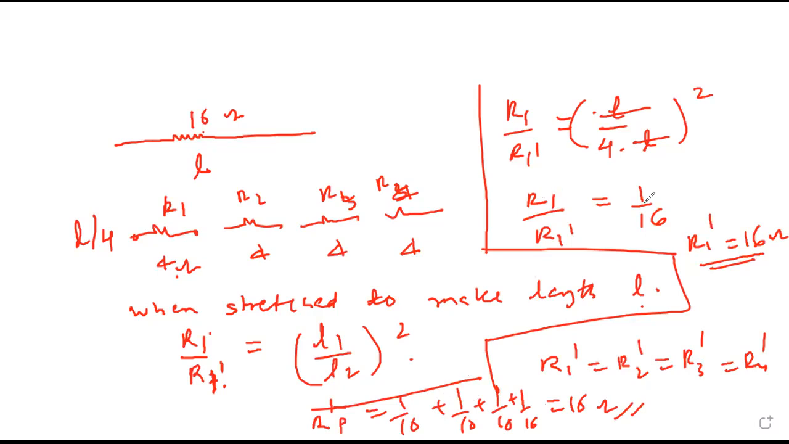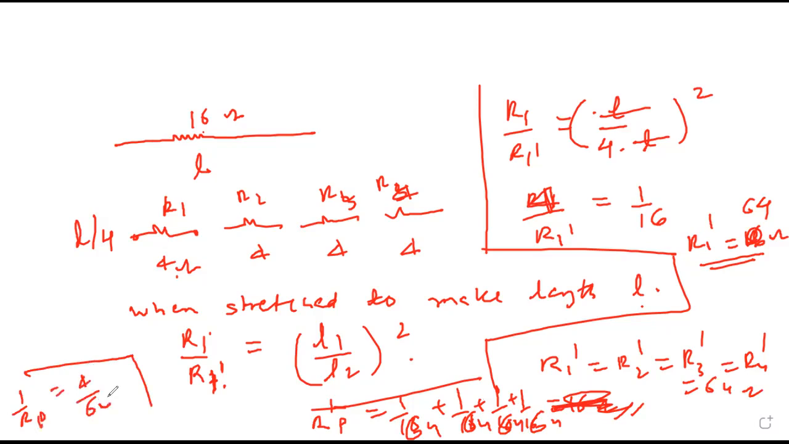How much was R1? 4. It was 4, so it will become 64. 64 ohms each. All are 64, 64, 64, 64. So 1 upon R in parallel will be 4 upon 64. That means R in parallel will be 64 upon 4 equal to 16. Clear? Right. Good sum. First 16 cut into 4 parts, 4, 4, 4, stretched up to length L. So again it will become 4 times of the original.